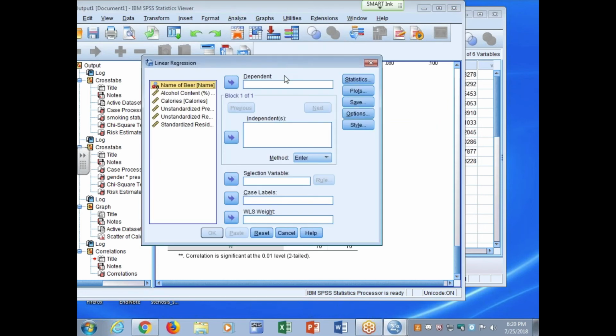Since linear regression implies that we have a relationship where one factor is causing the other to change, we're going to say the alcohol content is going to be our independent variable. And our dependent variable, the one that we're going to use the alcohol content to predict, is going to be the calories. I'm wondering why it's still there. Why is it still there?